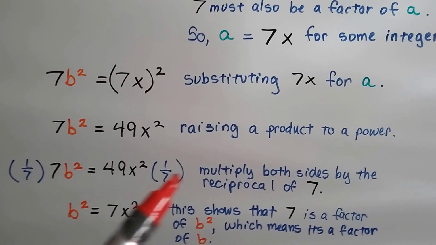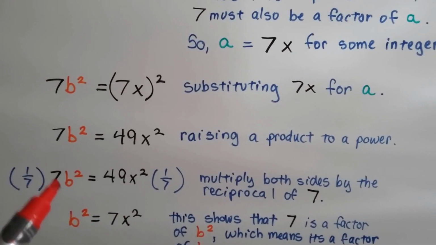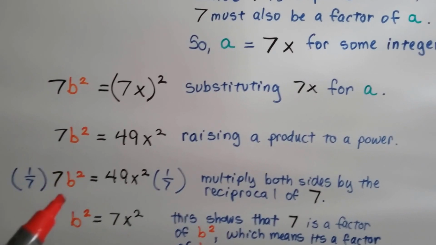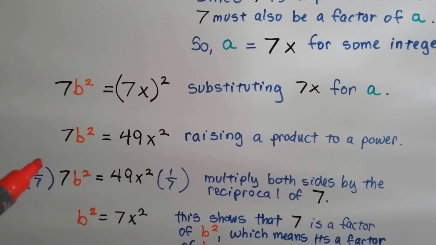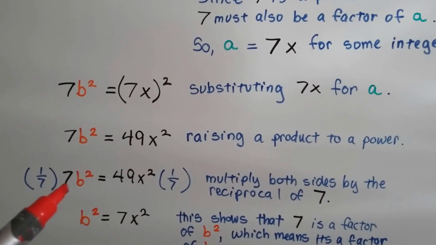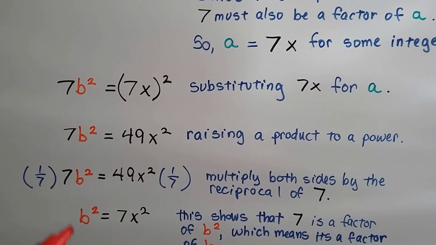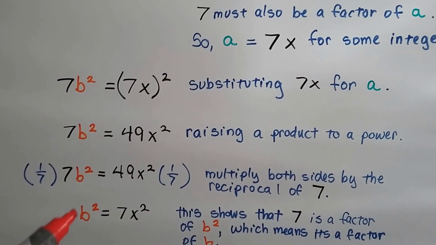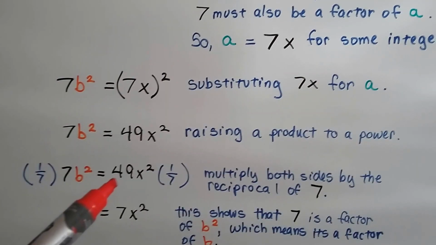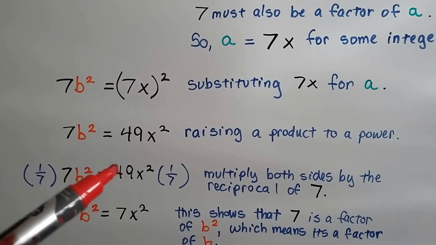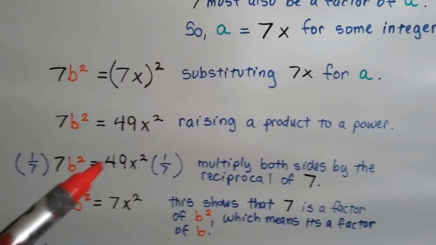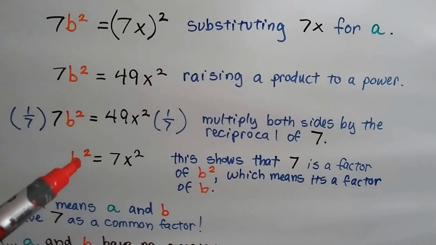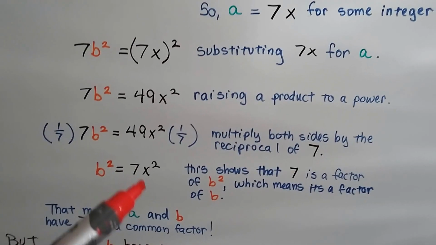Well, multiplying both sides by the reciprocal of 7, which would be 1/7, wouldn't it? That gives us 7 over 7b squared, which is really a 1. That's the identity property, isn't it? So now we just have b squared on this side. And on this side, we get 49 over 7, which simplifies to just 7, because 7 times 7 is 49. So now we've got b squared equals 7x squared.